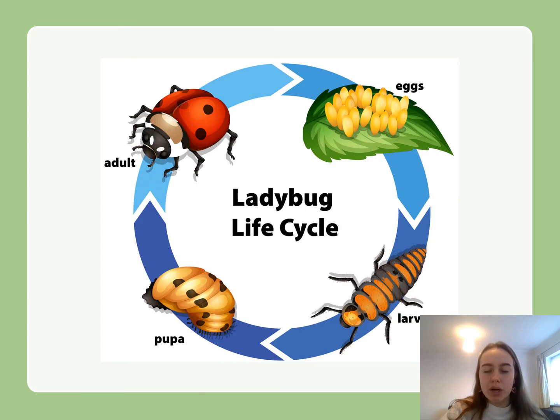And with a ladybug or ladybird, it starts off as eggs. Those eggs will grow into larvae, so larvae hatch out of the eggs. And then the larva grows into the pupa, and then eventually the pupa grows into the adult ladybird. And that adult ladybird will then lay eggs, which then starts off the whole cycle again.